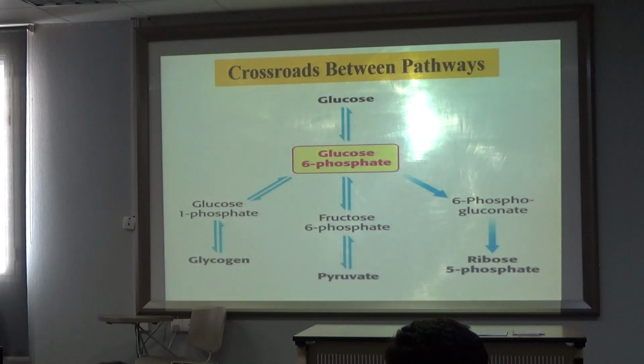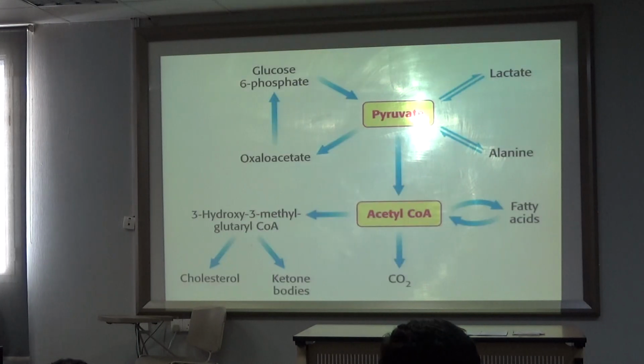Now, if we see the core element, that is glucose, and it's converted into glucose 6-phosphate, then this glucose 6-phosphate has different outcomes. It can give you the pentose phosphate pathway, it can enter into pyruvate, or it can convert into glucose 6-phosphate and give you the glycogen. So here it is reversible, here it is reversible, and here it is irreversible and goes into the pentose phosphate pathway.